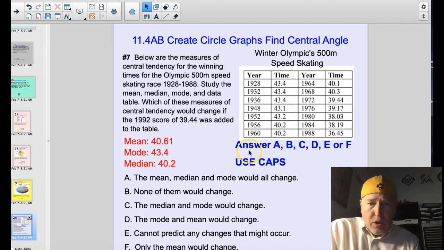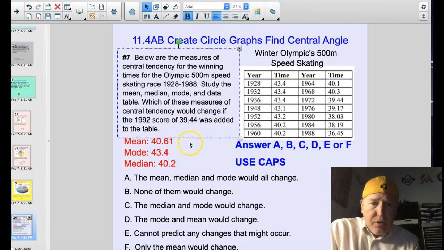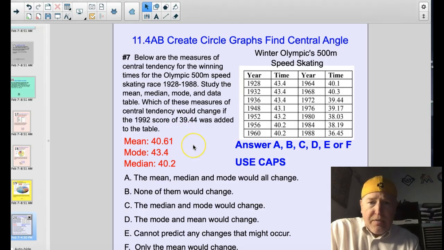Total of 14 scores. I've given you the mean, the mode, and the median. Now, if we add this additional score right here of 39.44 as the 15th, what is going to happen? Well, it's below the mean, so we know that the mean is going to go down. The mean is going to move.